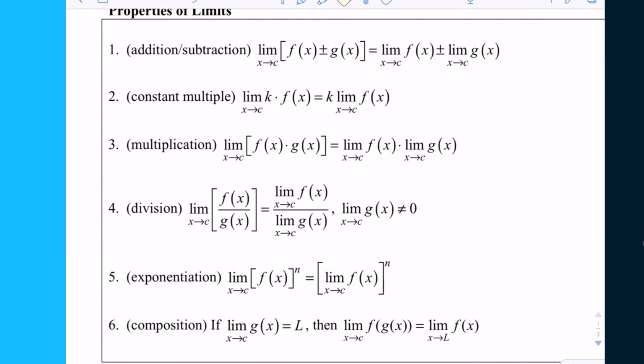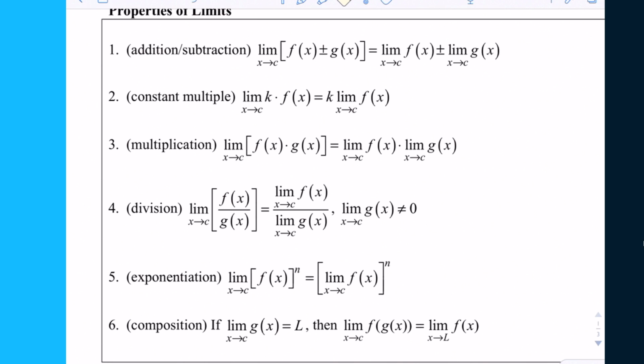So here's what the first one says. If you have the limit of a sum, it's equal to the sum of the limits. The limit of the sum is the sum of the limits. What that means is, if you're evaluating a limit and you have multiple terms, whether they're added or subtracted, you can evaluate each term separately, independently, and combine the results.